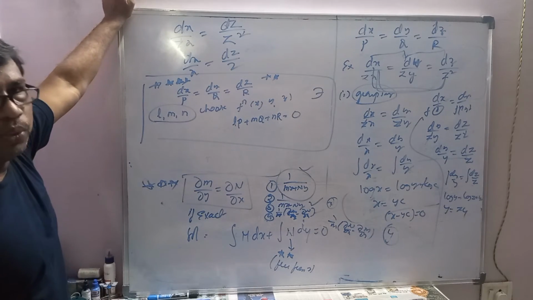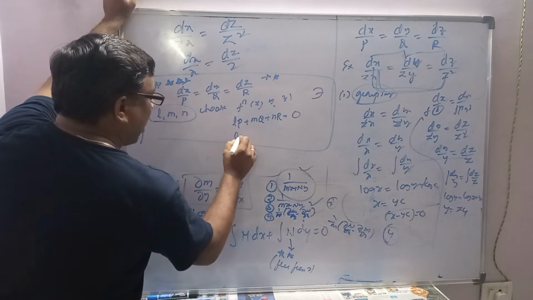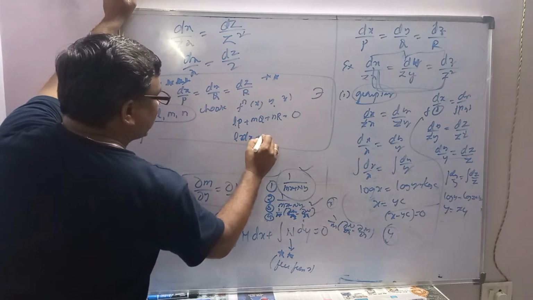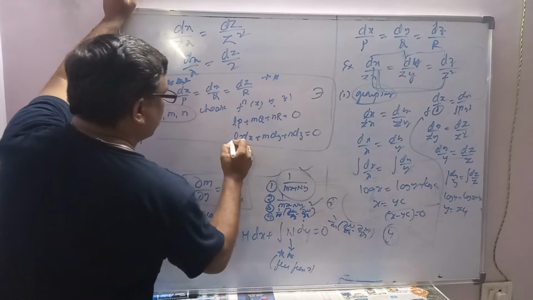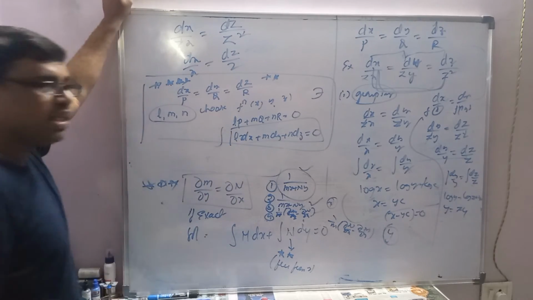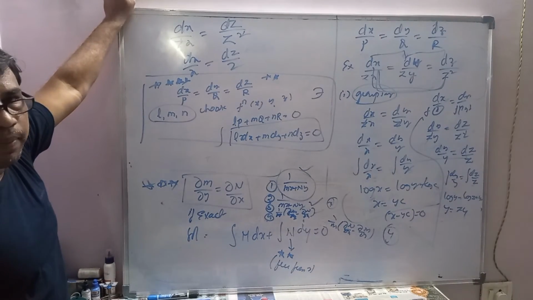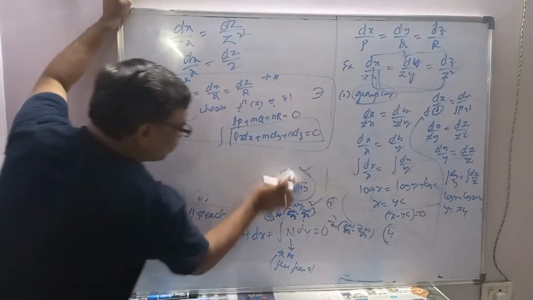Then, sir, what is the integrating function? Then the answer is L dx plus M dy plus N dz is equal to 0. Now, you will get this one. If you integrate this one, this is the answer. Once again, I will explain this one.